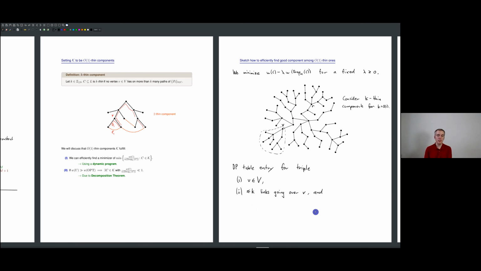There's one more thing I need to keep track of in my table entry. Of course, among all those solutions that have some links inside here and at most k links that go out, I want to find the one that minimizes the expression I want to minimize. But there's still one dependence between the inside and outside problem that I didn't capture. Namely, there can be up to one uplink that has partially covered some edges inside and some outside.